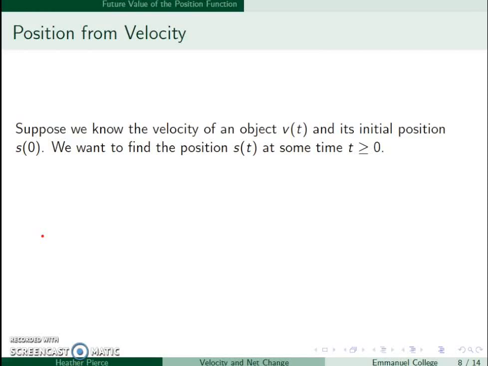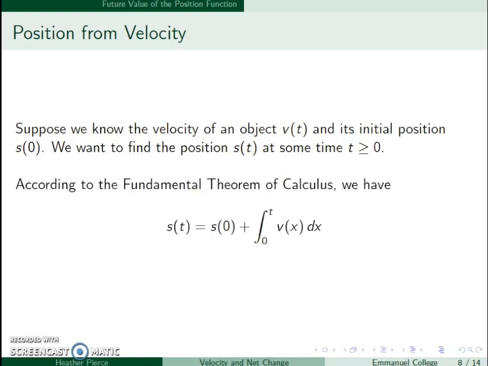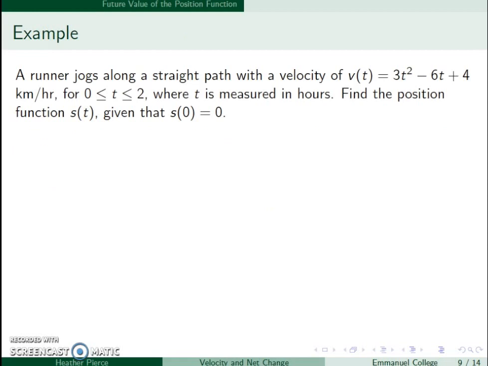So now let's suppose we know the velocity and its initial position, and we want to find the position at some given time. So according to the fundamental theorem of calculus, we have that s of t is equal to s of 0 plus the integral from 0 to t of v(x) dx. So this allows us to determine a future position using our fundamental theorem of calculus. So we'll go back to our problem. Let's find the position function s of t, given that our initial position is 0.